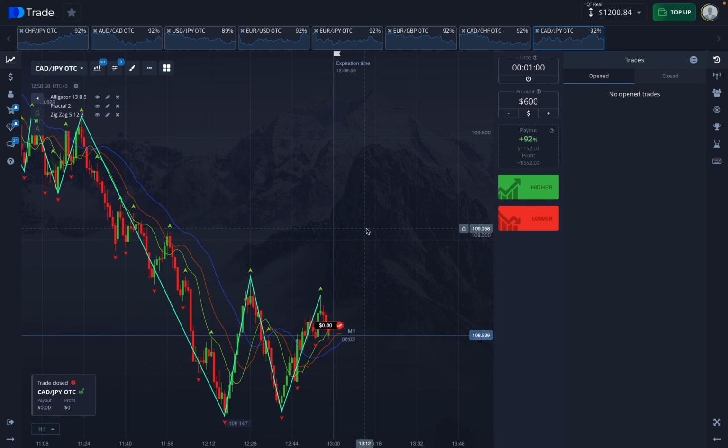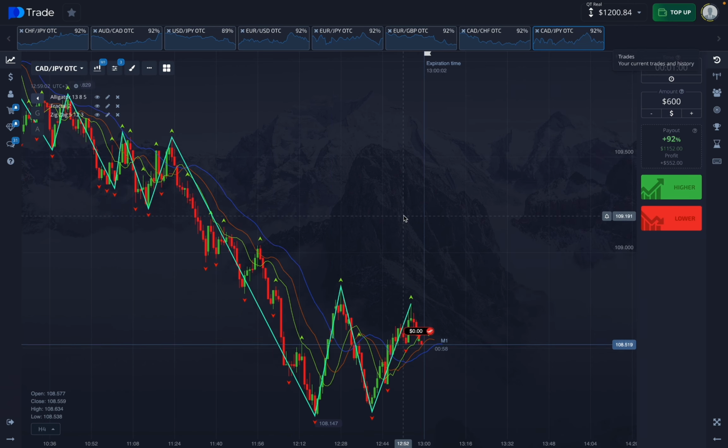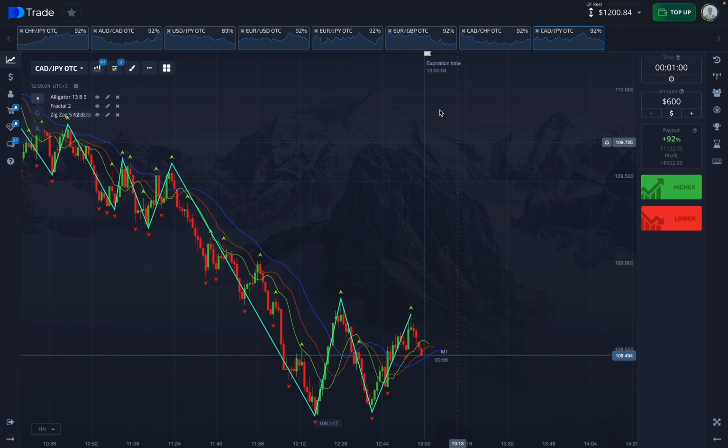So the trade, as I already supposed, closed with a minus. There is nothing to worry about. Let's continue trading and pick up the next currency pair.